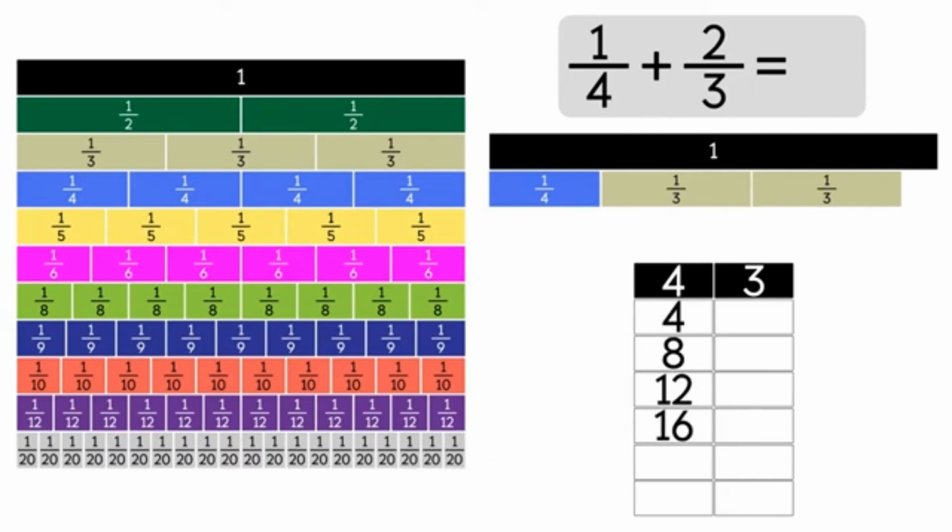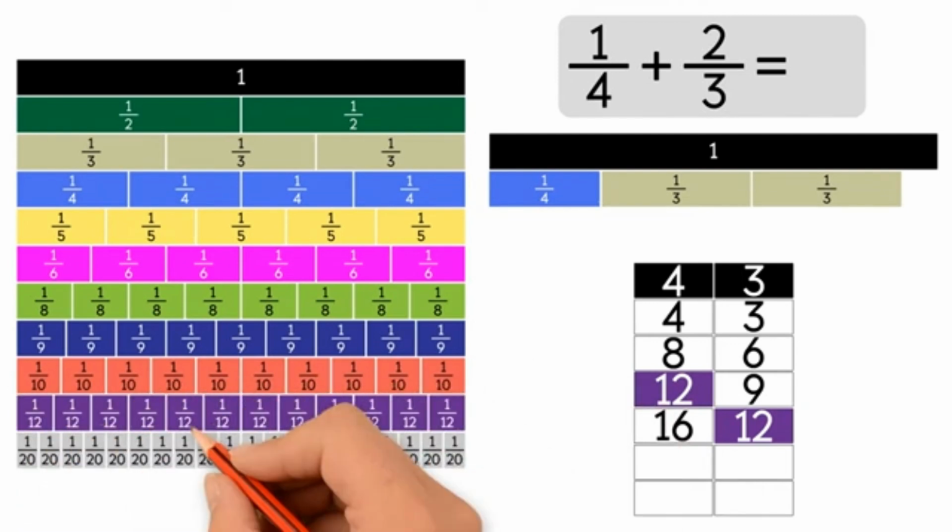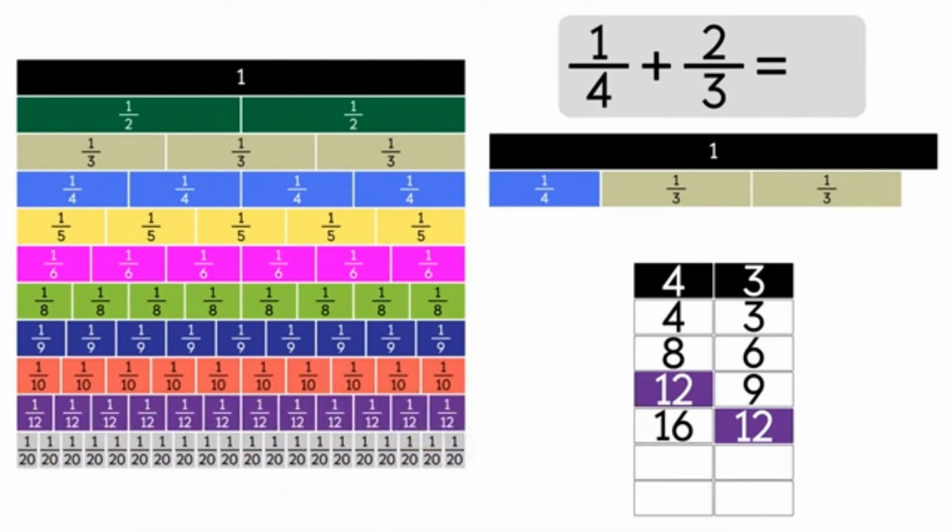Now let's write out the multiples of 3. We're going to keep writing them until we find a common multiple with 4. 3, 6, 9, 12. As you can see, 12 is the common multiple. Now we're going to use fraction strips with 12 in the denominator. Under 1/4, we can fit 3 strips of 12ths. So 1/4 is equal to 3 over 12. Under 2/3, we can fit 8 strips of 12ths.